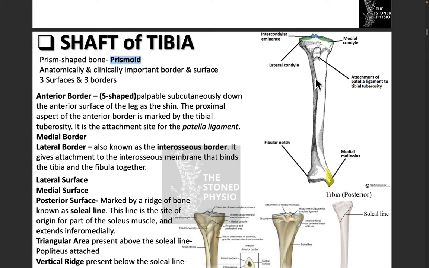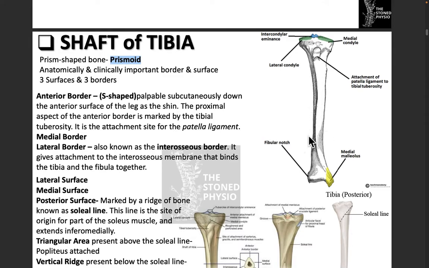And of course we have 3 borders and 3 surfaces. The anterior border is more or less S shaped in structure, starts all the way from the tibial tuberosity, and goes all the way up to the medial malleolus. That is the anterior border, and it is S shaped. Then we can talk about the medial border and then the lateral. So this is the medial border, and then we have the lateral border.